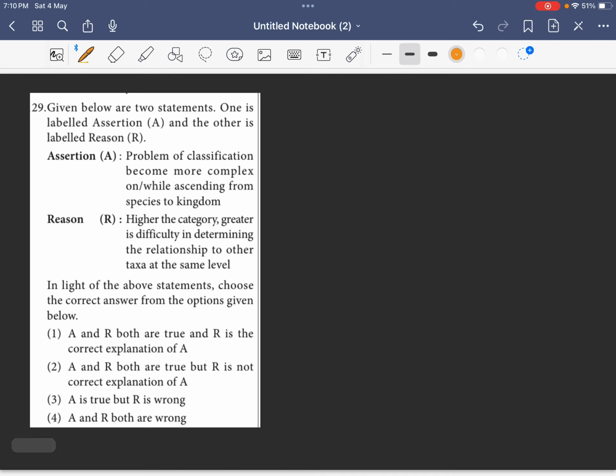Given below are two statements, one labeled as assertion and another as reason. Assertion: the problem of classification becomes more complex while ascending from species to kingdom. True. Reason: the higher you go in the category, the greater is the difficulty in determining the relationship to other taxa at the same level. So the reason is also correct. So your answer here is 1, where assertion and reason are both true and the reason is the correct explanation.